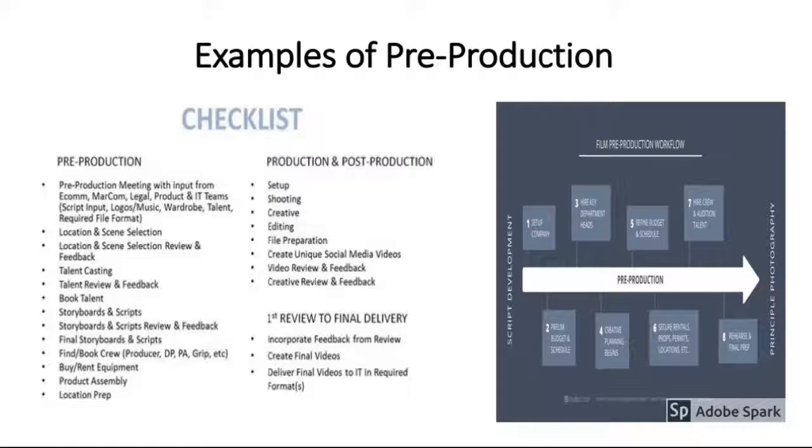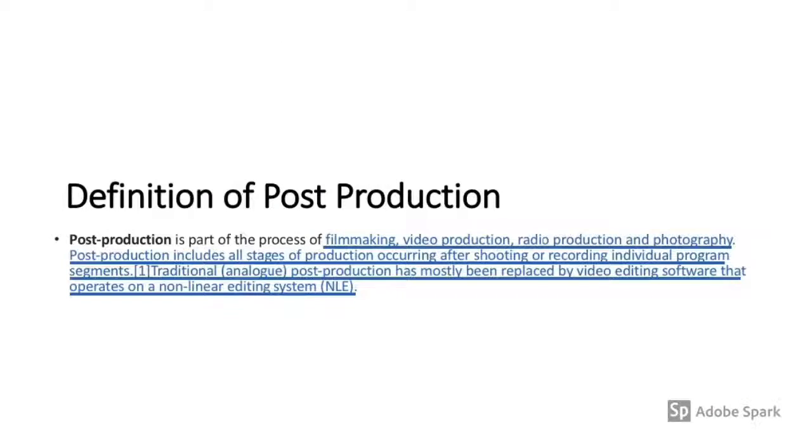On one image, you have the checklist, and on the other, which is considered the workflow. Now, the checklist for pre-production you have on one column, and on another column, you have your production and post-production and your first review to final delivery on the other column. And on the first review to final delivery, you have to incorporate feedback from review and create final videos and so on.